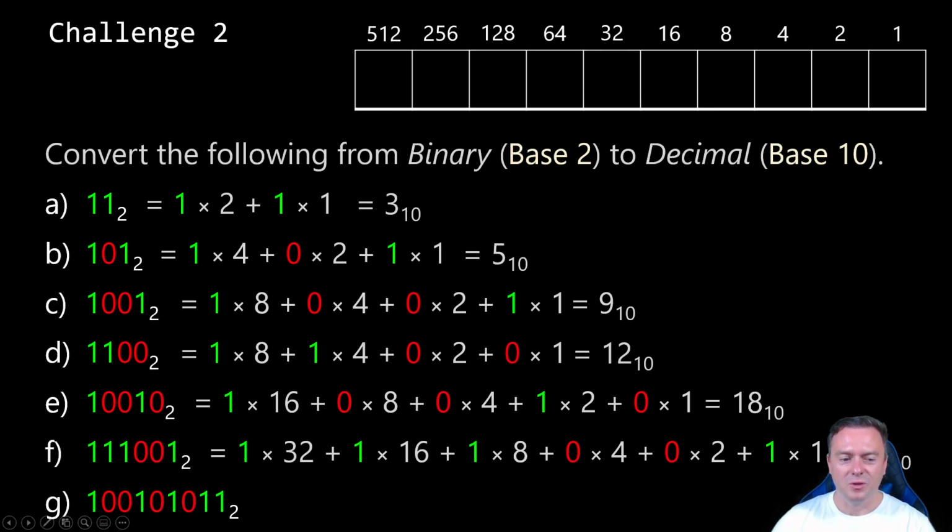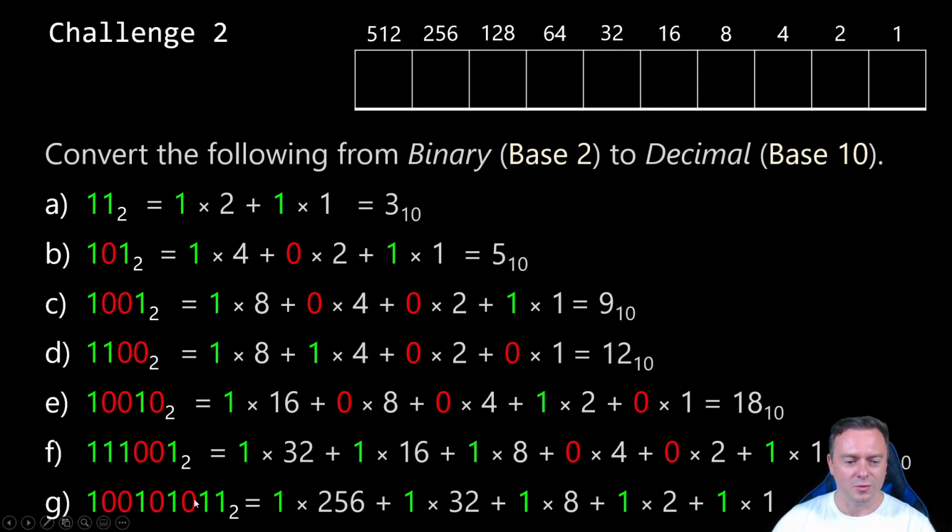Then we go to the next one. So 1, 0, 0, 1, 0, 1, 0, 1, 1. So we've got one lot of, I'm going to cheat a little bit here. So this is the 256 column, because we've got 1, 2, 3, 4, 5, 6, 7, 8, 9. So we're up to there. Everyone see that? So 256. We don't have the 128s. We don't have the 64s. We've got the 32s. We've got no 16s. We have an 8. We've got no 4s. We've got a 2. And then we have a 1, which adds together to give you 299.